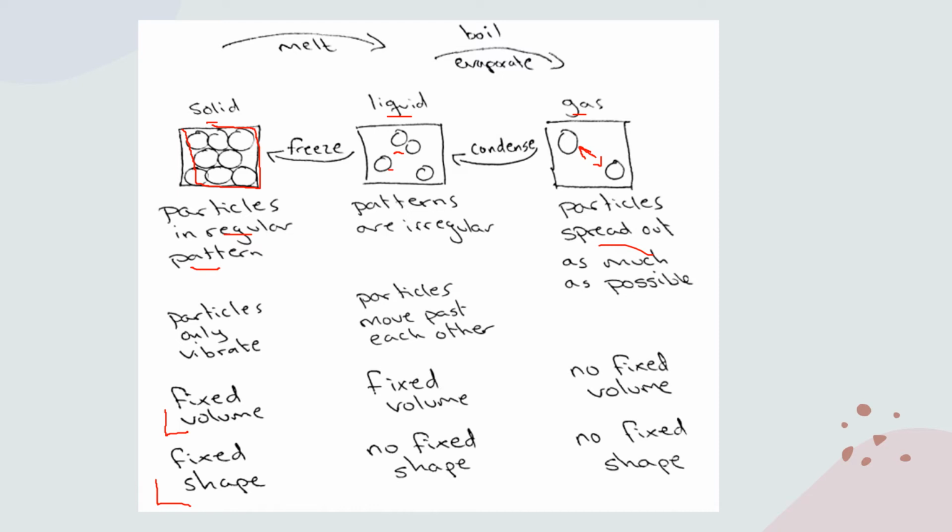For liquids, they have a fixed volume. So if you have a cup of water and you pour it out on the table, it will still take the same amount of space. However, the shape will change. They have no fixed shape. For the gas, they have no fixed volume and no fixed shape. Gases spread out as much as possible and fill the whole area where they are.